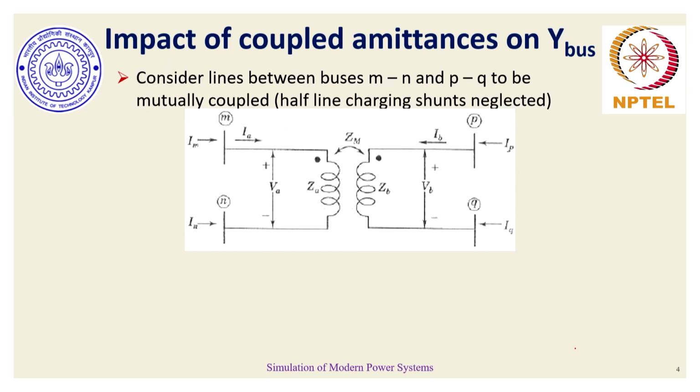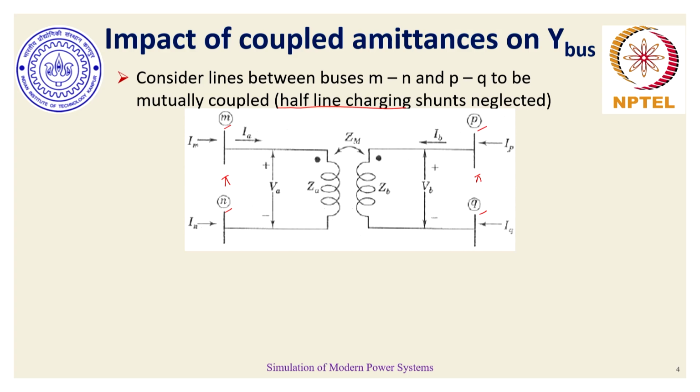in power networks. So to understand how mutual coupling can be considered in Y-bus evaluation, we choose two transmission lines, one present between buses M and N, and the second line between P and Q. These are the bus numbers, same as the bus numbers that we saw in the previous discussion, 1 to N. And for the sake of understanding, we are also ignoring the presence of any half line charging shunt which is present for these individual nominal pi models of lines between MN and PQ.